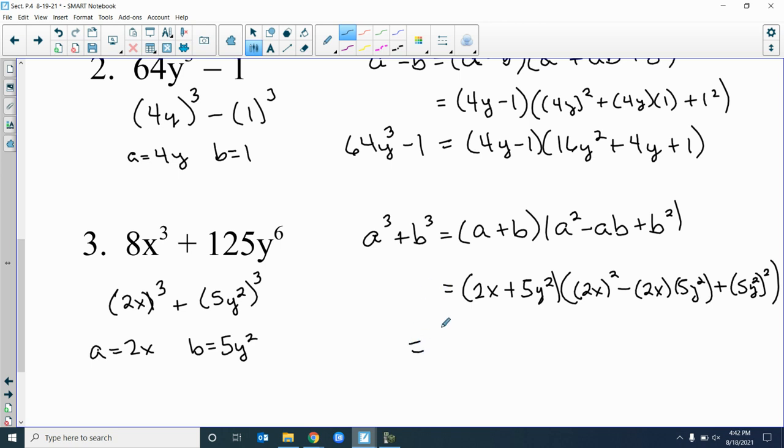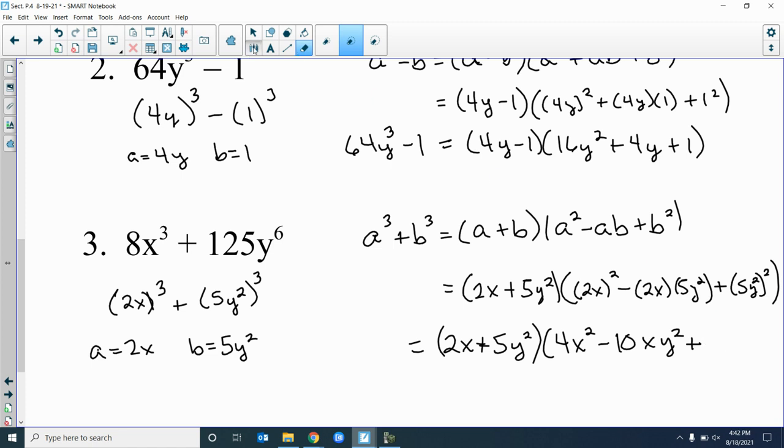plus, and since I have a 2-part, 5y squared to the second power. Simplifying this, first one will not be affected. 2x plus 5y squared. All right, 2x quantity squared. Make sure you write that as 4x squared. Multiply those together. Do not leave that. That is poor format. Minus 10xy squared. And then this will give me plus 25y to the 4th power. Okay, so there is our factored form.